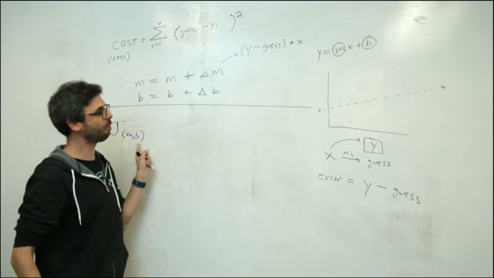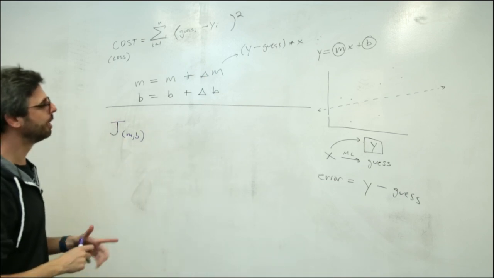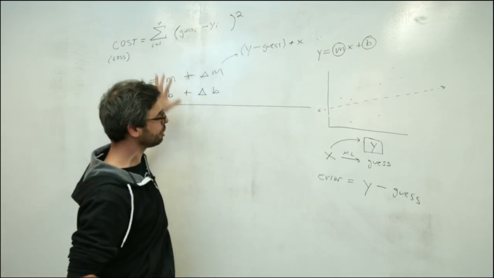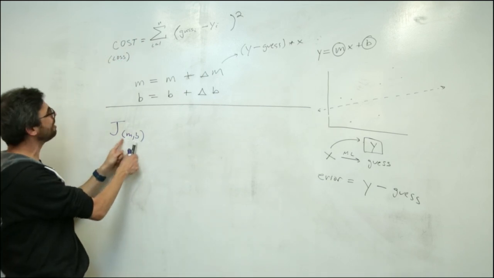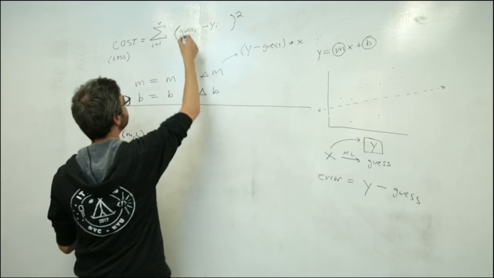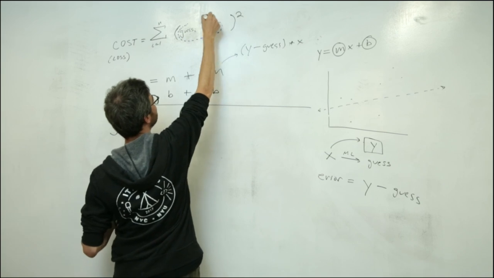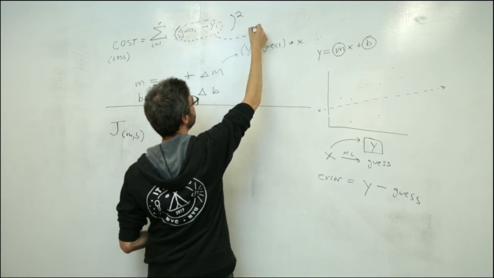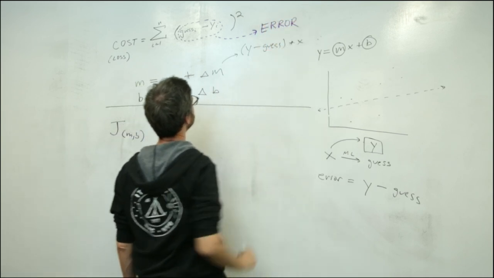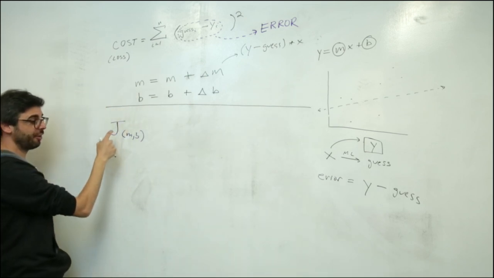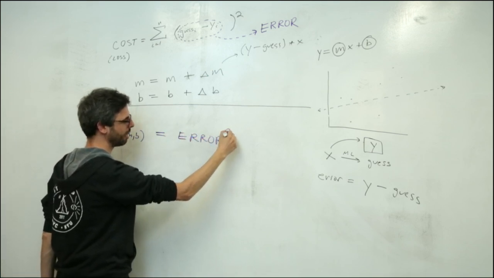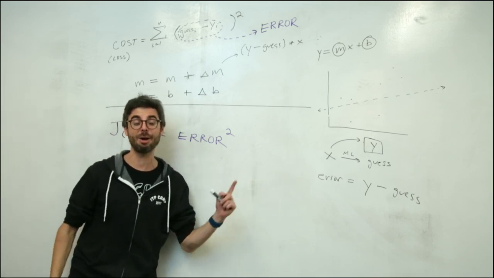So this loss, there's a value of m and b. And when I have a particular value of m and b, I can look at all of the errors across all of the points, sum them up, and I want to find the m and the b with the lowest value. Now, another way of writing this is I could just take this guess minus y, and I could call that error. So J is a function of the error squared. I want to minimize the error squared. I want the least squared error.